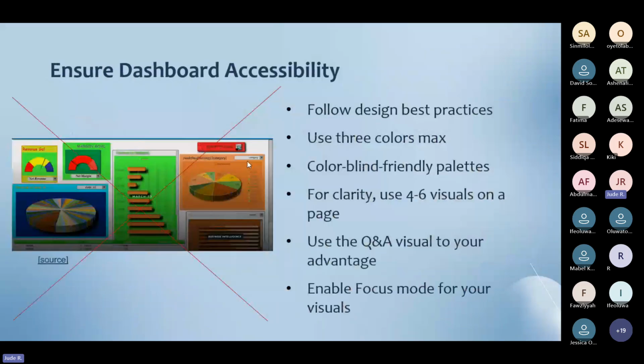So for clarity, use 4 to 6 visuals on a page. I've seen dashboards cluttered with so many visuals. They squeeze in a map here, a line chart there. And I'm like, it's Power BI, just add another page and put some of these things there. Don't pack everything into one page. You stress your user out and confuse them. So 4 to 6 visuals. In some of my dashboards, even the one I'm working on, there's a page with only 3 visuals, just to tell the story, simple.